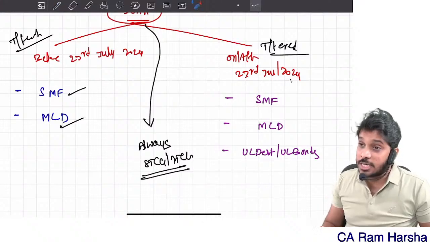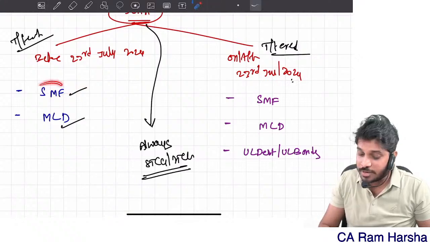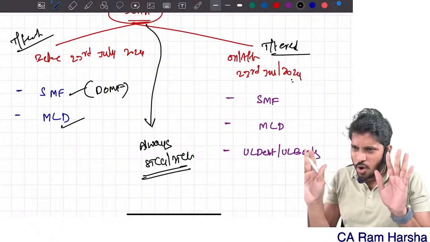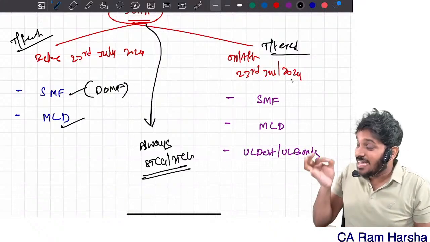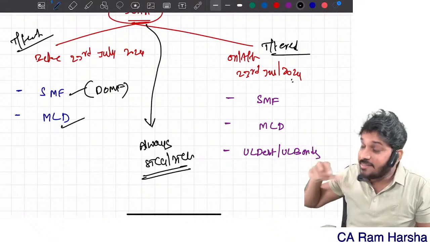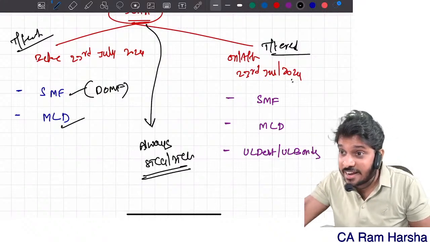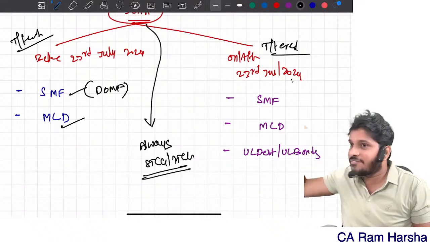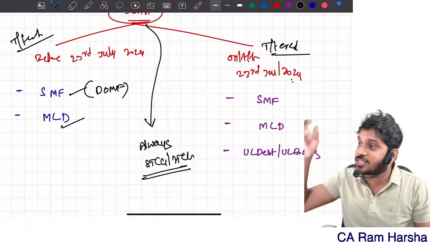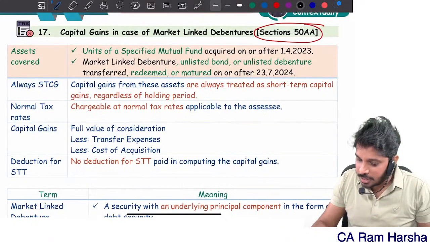What did you transfer before 23rd July, sir? Specified mutual funds. Specified mutual funds are generally debt-oriented mutual funds. Debt-oriented means investment in equity shares of domestic companies is not more than 35%, and predominantly 65% or more is invested in debt or bonds. Then that is called a specified mutual fund.